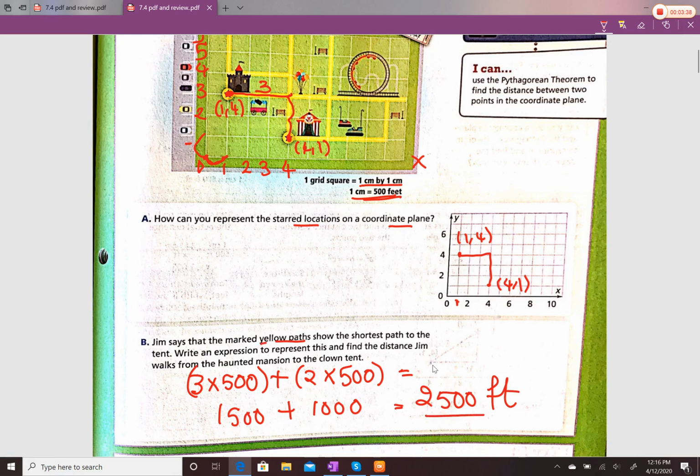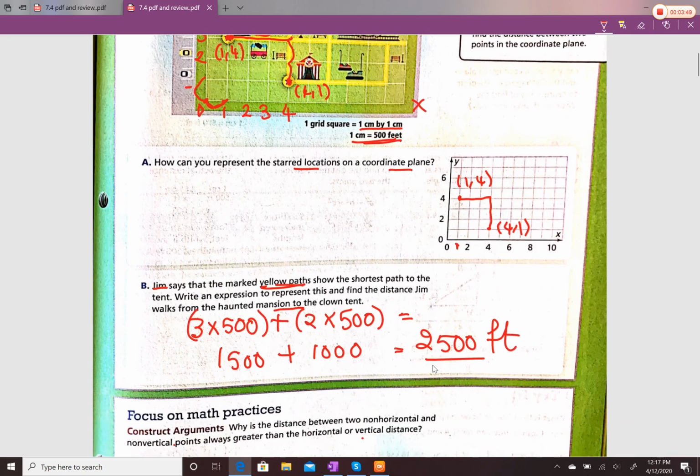This is the yellow path. Jim is walking from the haunted mansion to the clown tent. See, haunted mansion, clown tent. Okay, so this is the answer for that.